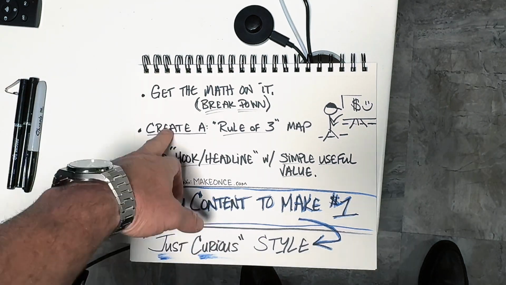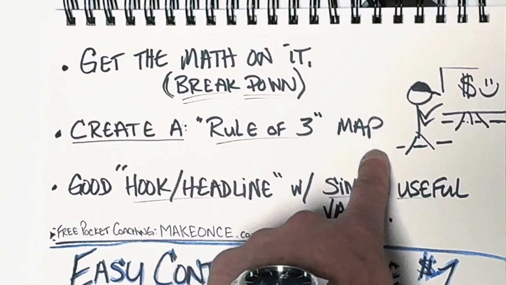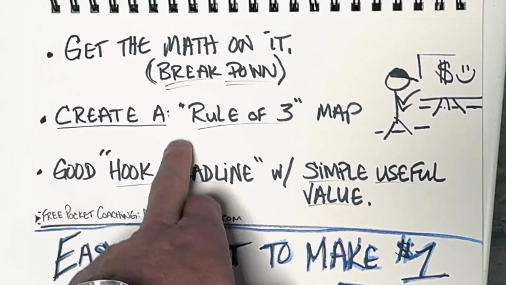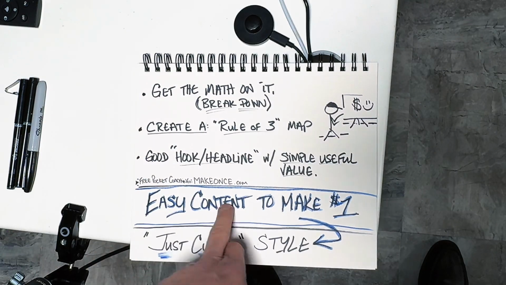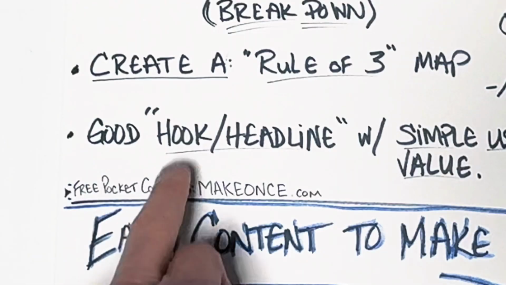Then when I break it down, just like here, I've got 3 points, just create a rule of 3 map. I can't cover everything. I'm just showing you some ideas here. So just create a rule of 3 map. So I'm covering 3 points. My topic is easy content to make $1. It's called my Just Curious style. And that's what I did.